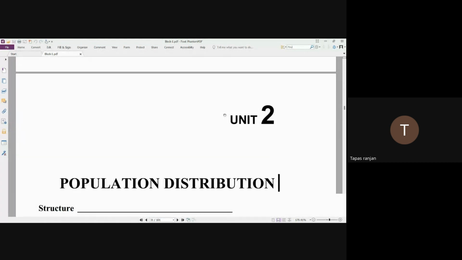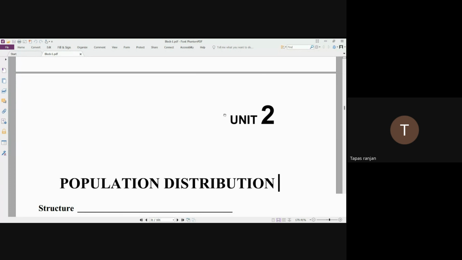You can read different books, like Human Geography by Majid Hussain, and Population Geography by Mohammad Izhar Hassan. These two books I suggest you go through to understand the population dynamics better.